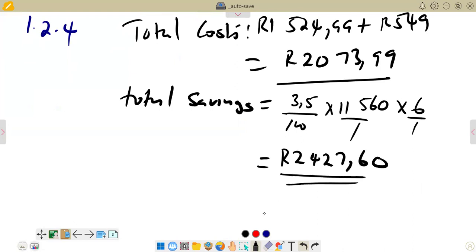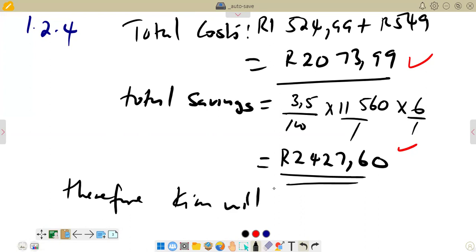So we are obviously going now to compare. If our savings are greater than total cost, then there's enough money. If our savings become less than our total cost, there is not enough money. So here we are seeing that we have 2,427 rands 60 cents, which is greater than 2,073 rands 99 cents. So basically, the conclusion that we can draw is that Kim will have enough money for the project since we are having greater savings than cost. So we can say therefore Kim will have enough money for the project.